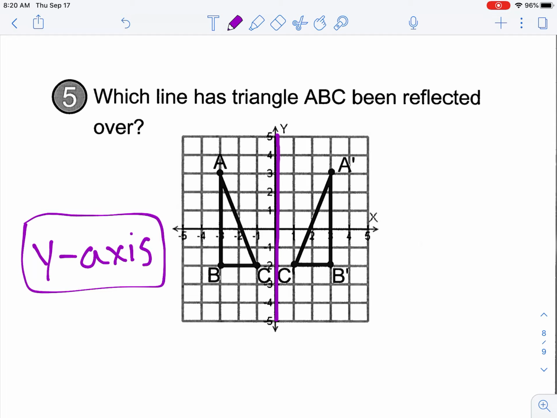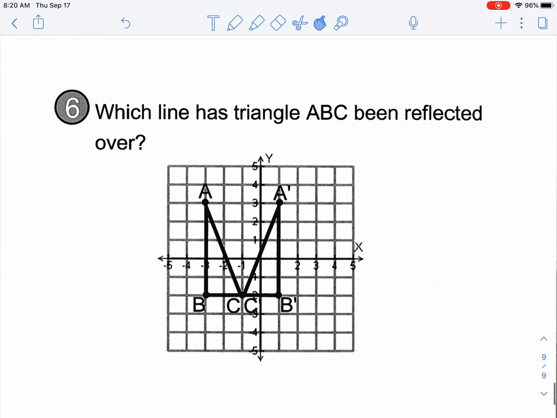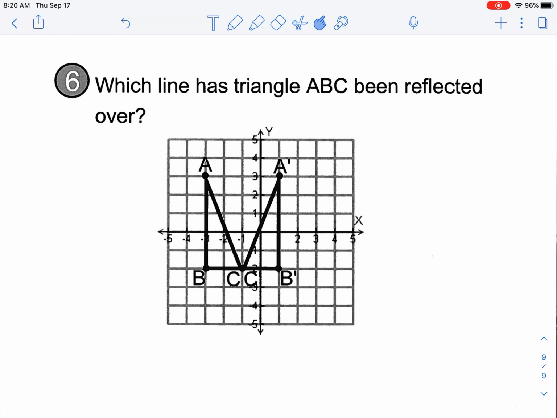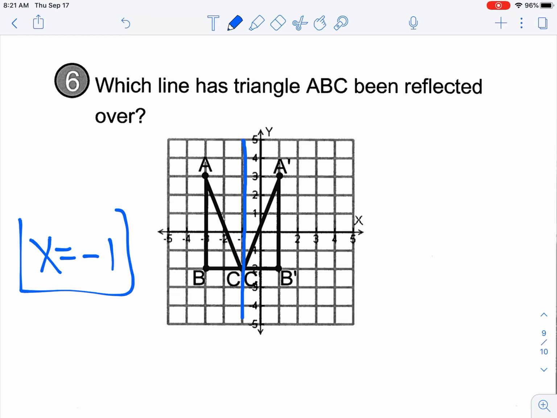So you're trying to draw a line and then write whether it's the y-axis, the x-axis, x equals a number, or y equals a number. Here's a case where the C did not move. We have to figure out where our reflection line is. It looks like it was flipped right over this line right here. That is a vertical line, and we went through -1. Remember, if it's a vertical line and we go through a number, it's x equals, because we ran through the x-axis. X went through at -1, so the equation of our reflection line is x equals -1.